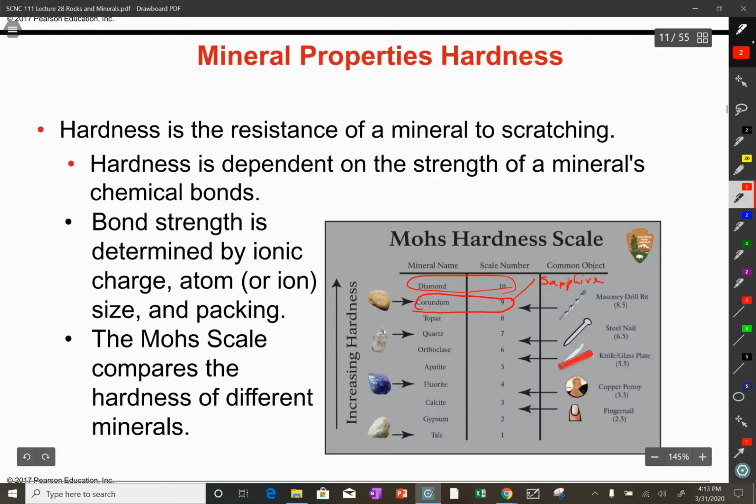Then you have topaz is 8, quartz is a 7, orthoclase, which isn't going to be anything to you, 6, apatite 5, fluorite 4, calcite 3. So calcite is a very soft rock. So another test to differentiate calcite from quartz would be how hard it is. Then gypsum, very soft, talc, very, very soft.